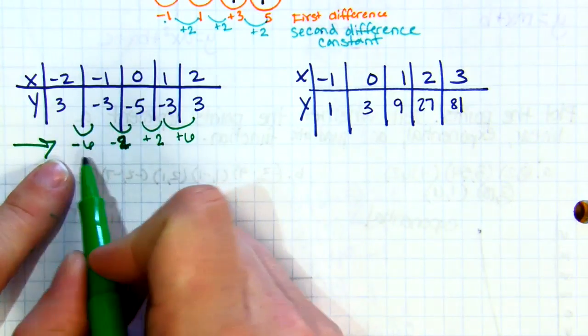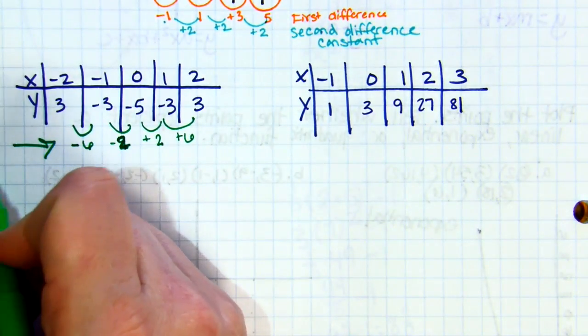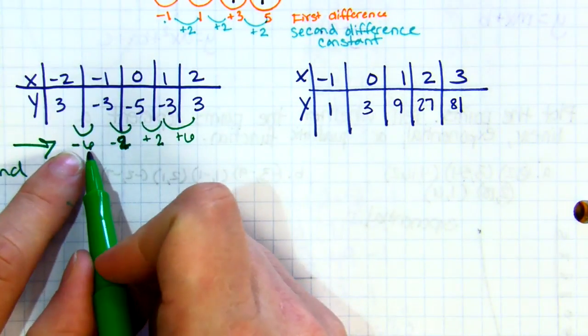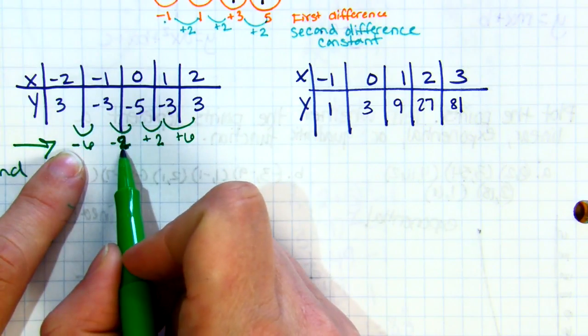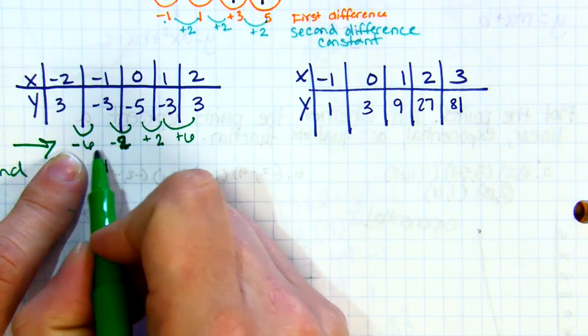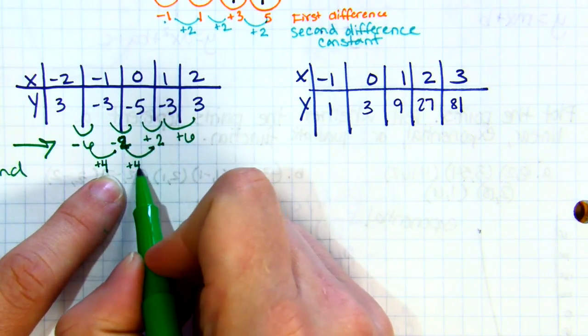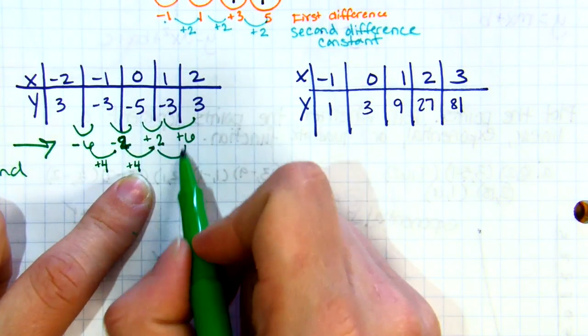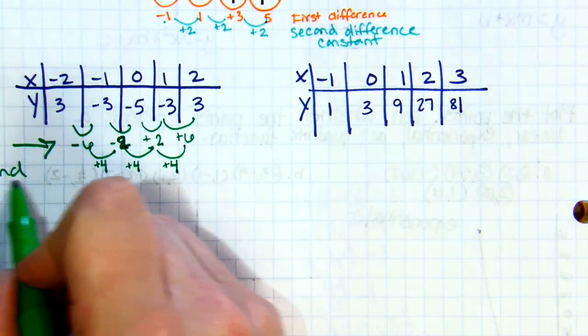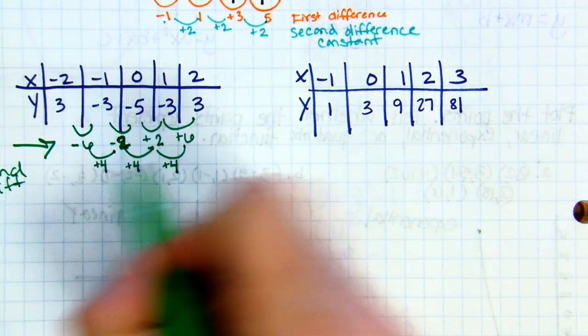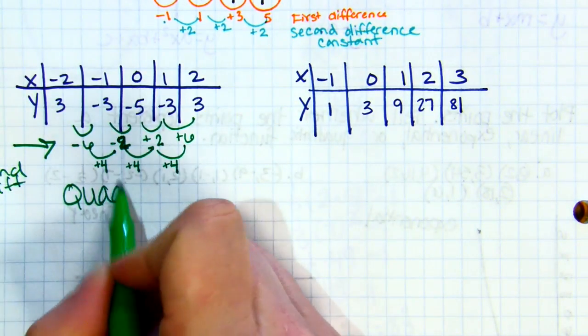So to check if it's quadratic, I need to look at the second difference. So the difference between -6 and -2, I'm adding 4. To go from -2 to +2, I'm adding 4. To go from +2 to +6, I'm adding 4. So my second difference is constant, so this is quadratic.